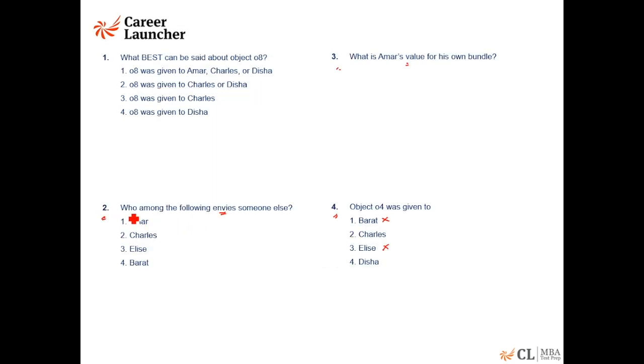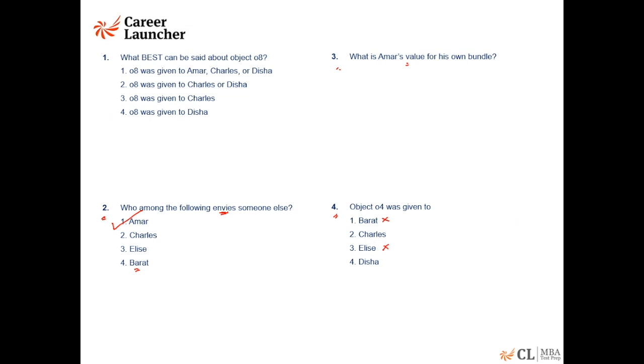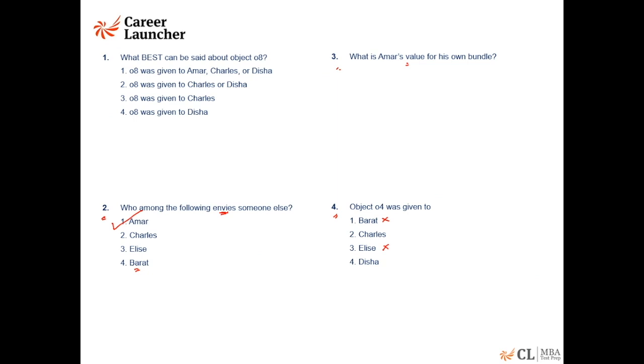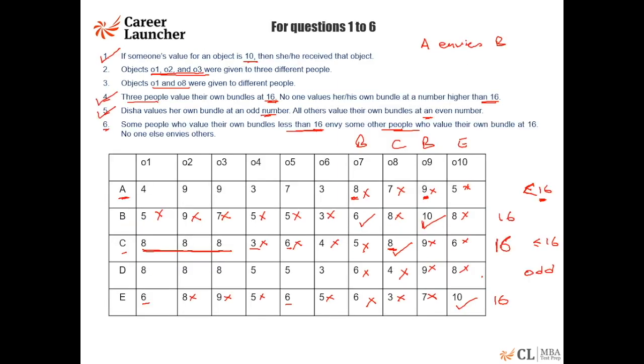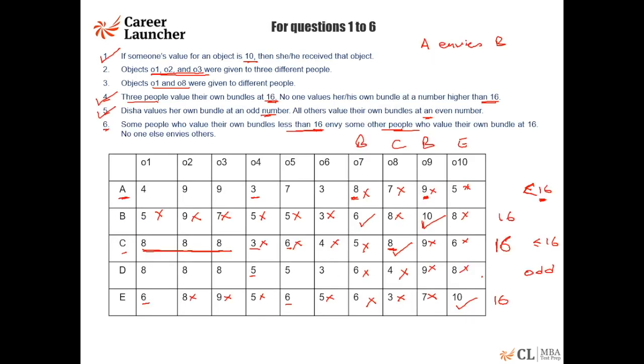So, question number 2: who among the following envies someone else? We know Amar envies Bharat. What is Amar's value for his own bundle? We still need to find that out. We'll come to it. Object 04 can be given either to A or to D, and if you look at the choices, the only possibility for us is D. So object 04 has to be given to D.